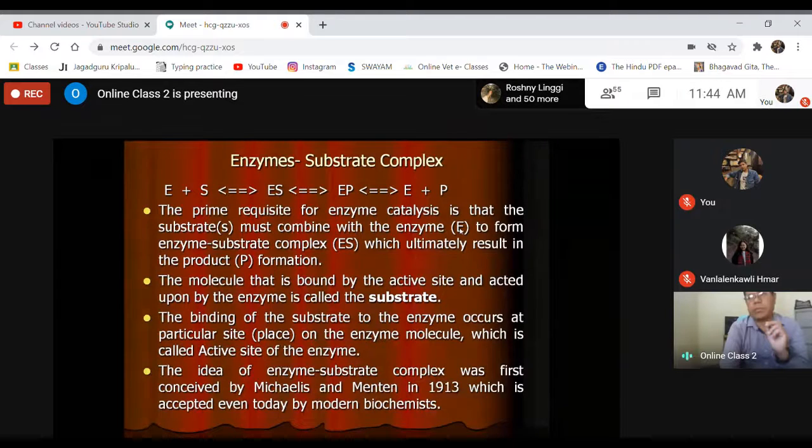The idea of the enzyme substrate complex was first conceived by Michaelis and Menten in 1913, which is accepted even today by modern biochemists. So it was already revealed in 1913, and since it is true, it is still true.